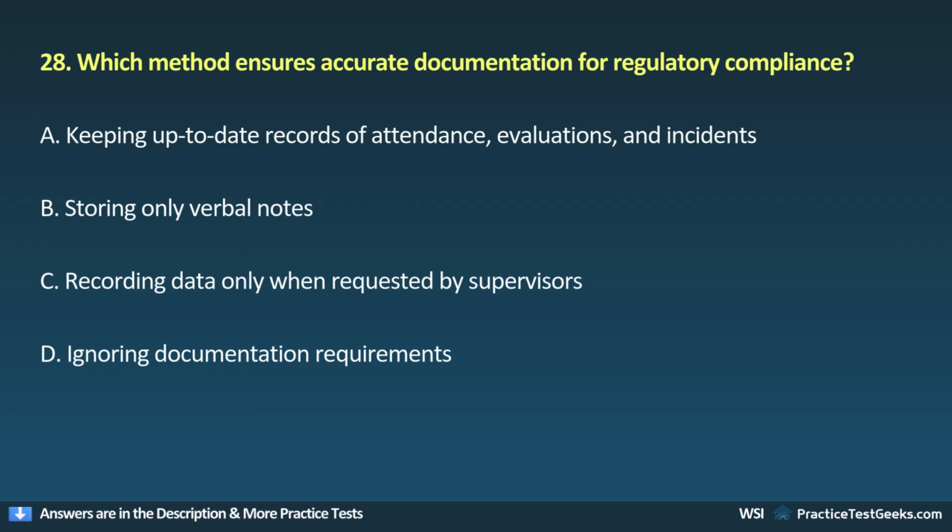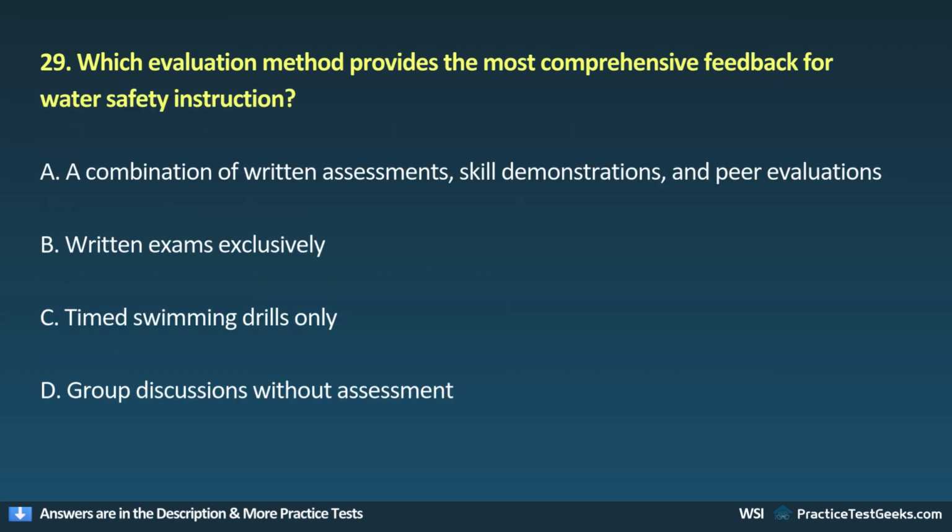28. Which method ensures accurate documentation for regulatory compliance? A. Keeping up-to-date records of attendance, evaluations, and incidents. B. Storing only verbal notes. C. Recording data only when requested by supervisors. D. Ignoring documentation requirements.